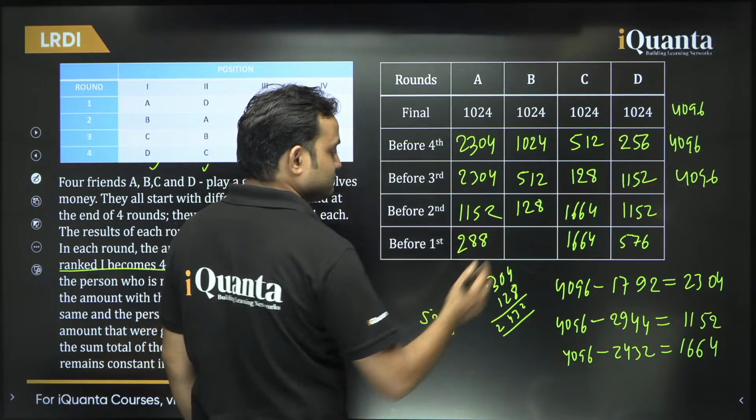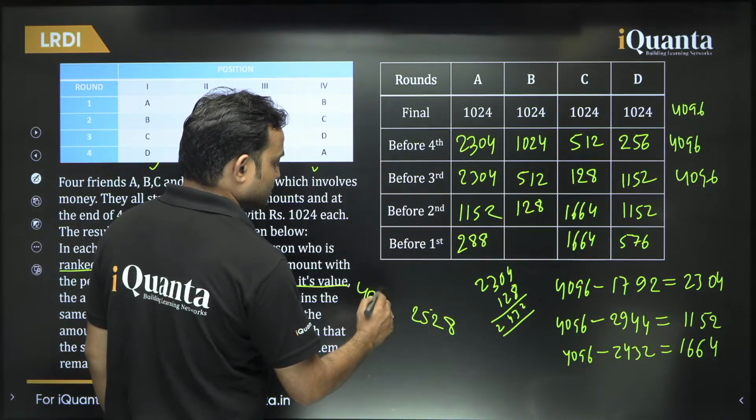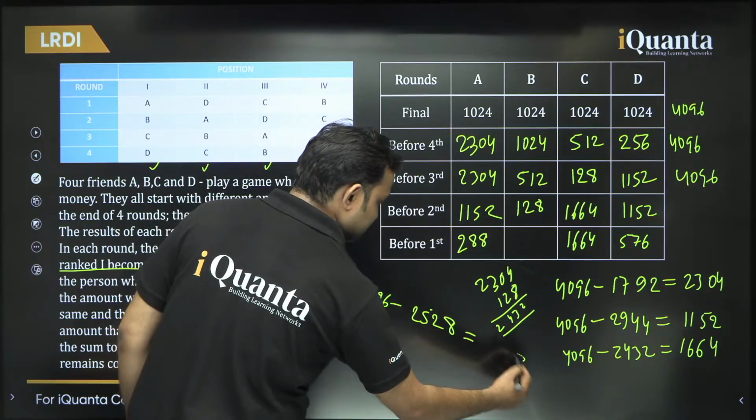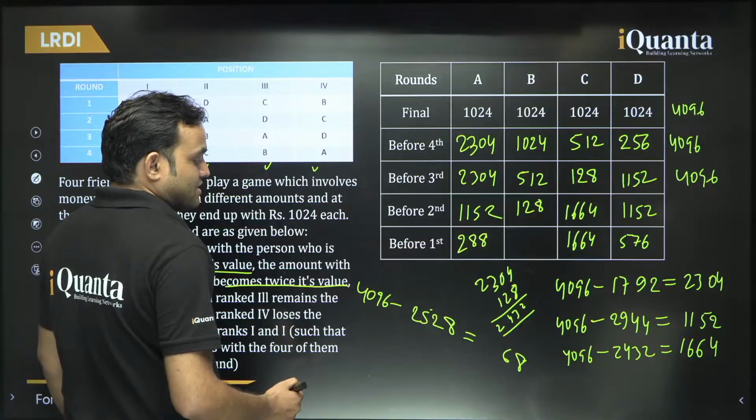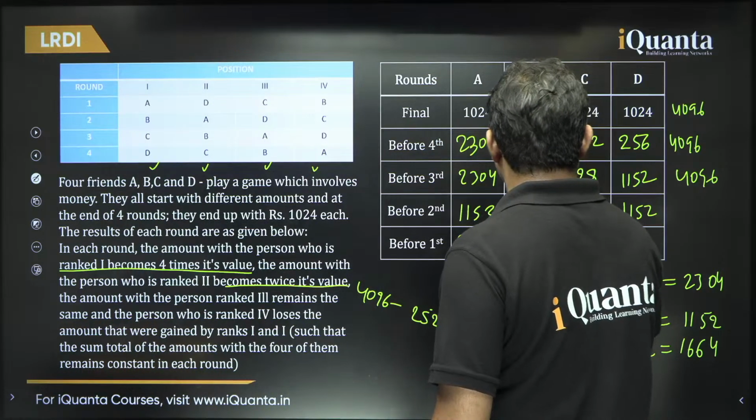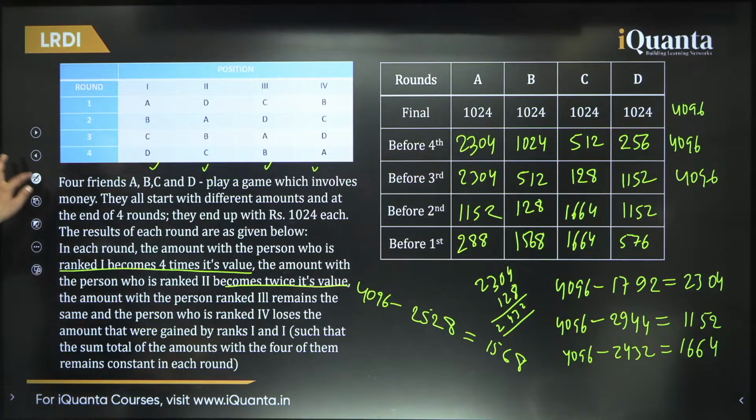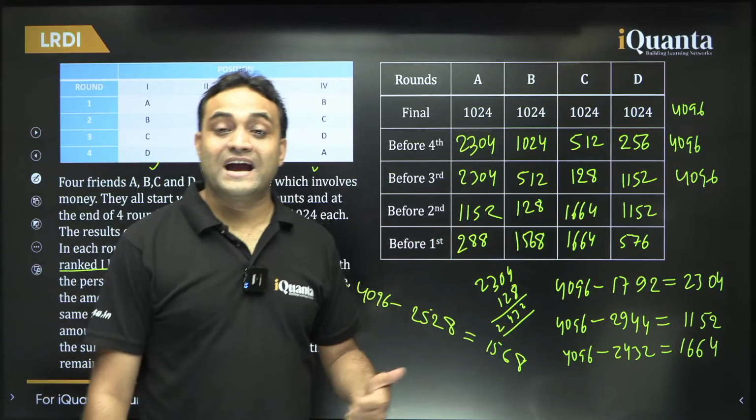Carried forward 1. 1 plus 1, 2. 2, 5, 2, 8. 4096 minus 2528: 96, 16 minus 8 is 8, 8 minus 2 is 6, and then this will become 15. So 1568. So these were the initial amounts with them, right? So with that, our table is complete.